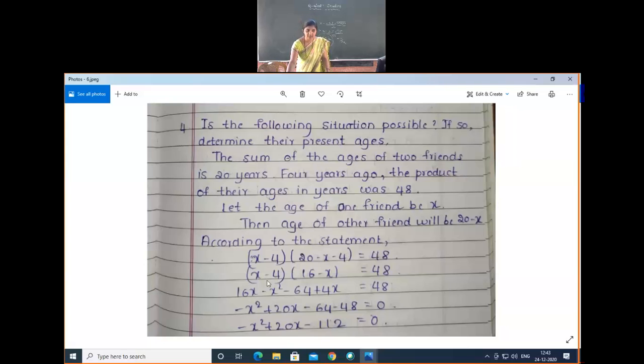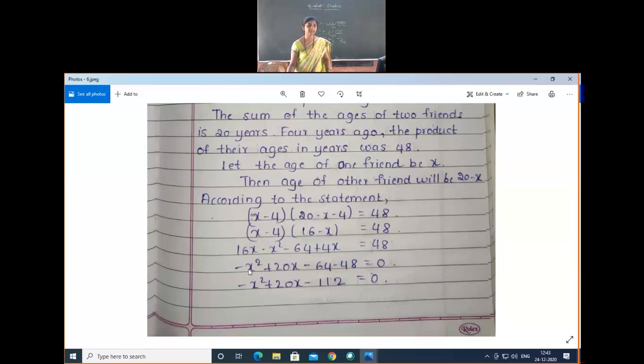X minus 4 you take as it is, then 20 minus x minus 4 is 16 minus x, which is equal to 48. Then your multiplication: x into 16 is 16x, x into minus x is minus x square, minus 4 into 16 is minus 64, minus into minus plus, that is 4x, which is equal to 48. Then here minus x square plus 20x minus 64 minus 48 is equal to 0. Then minus x square plus 20x, here minus 112, which is equal to 0.